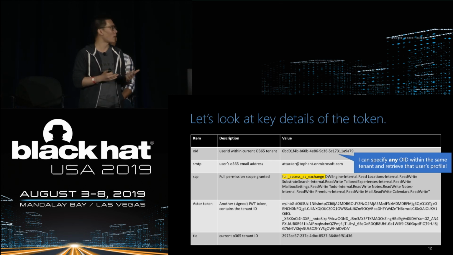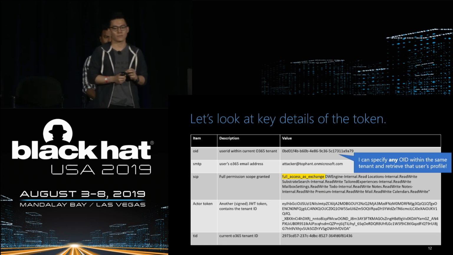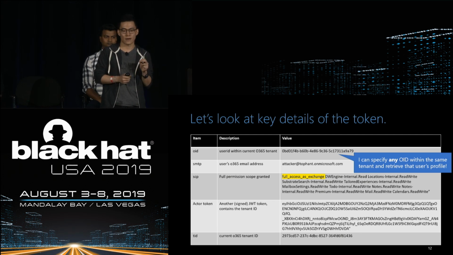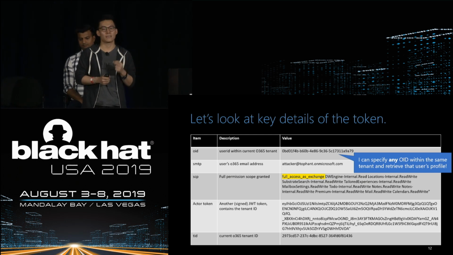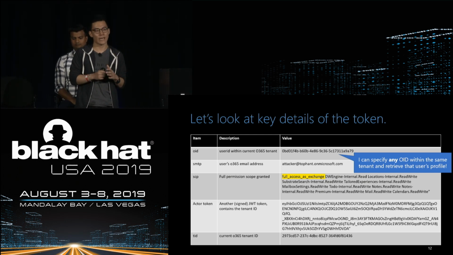Basically, I can do whatever I want, as far as the RESTful API supports, which is pretty powerful. But there is a limitation in this case. As I mentioned before, there was an actor token, which is signed and contains the current tenant ID. We can't modify that because it is signed. So we can only exploit this issue under the same tenant for enterprise. And then I remembered consumer Outlook. So what about consumer Outlook?